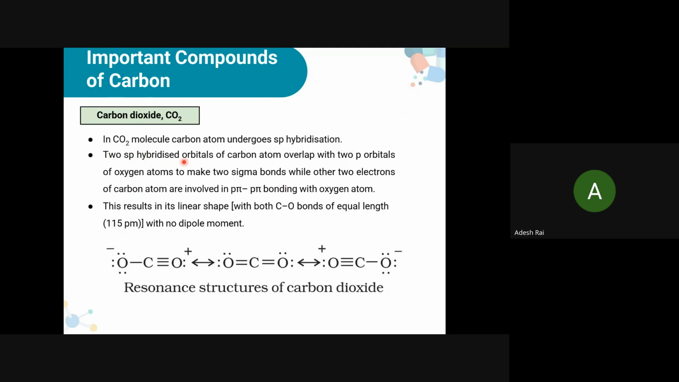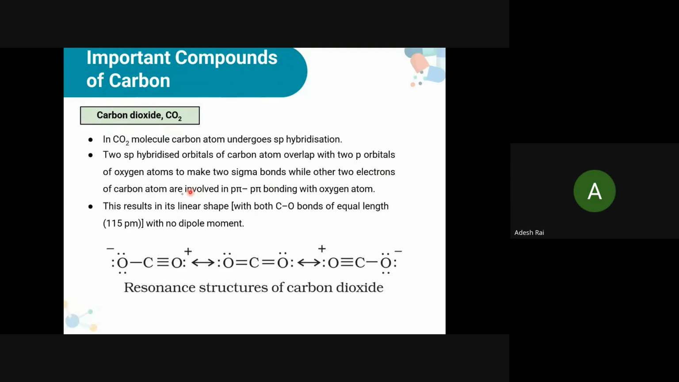Two sp hybrid orbitals of the carbon atom overlap with two p orbitals of the oxygen atom to make two sigma bonds. We can see this one sigma bond and two sigma bond. So carbon is hybridized, and the hybridized orbital of carbon is nothing but the sp orbital. That sp hybridized orbital of carbon will overlap with the p orbital of the oxygen atom. Is that clear? And that is how two sigma bonds will form. This sigma bond is formed by overlap of an sp orbital and a p orbital. This is also formed by overlap of an sp orbital and a p orbital. Is that clear? To make two sigma bonds.